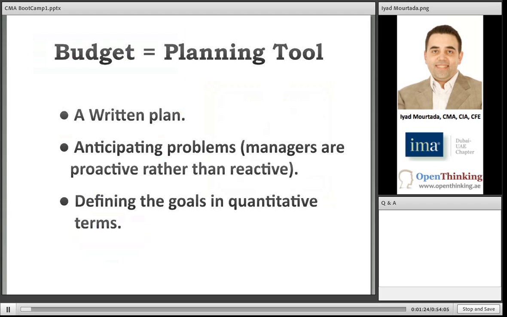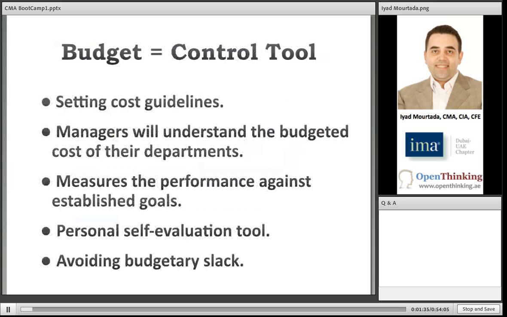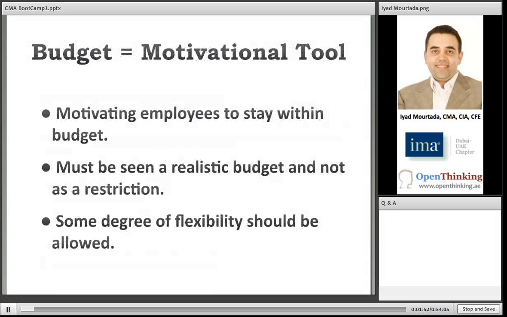When we speak about budget, budgeting is a planning tool. We say it's a written plan. It will anticipate the problem. Managers are proactive rather than reactive, defining the goals in quantitative terms. So it's a planning tool. Budgeting can be used as a control tool, setting goals and guidelines. Managers will understand the budgeted cost of their departments, measure the performance against established goals, and use it as a personal self-evaluation tool. And it will help them in avoiding budgetary slack, which we are going to get into later.